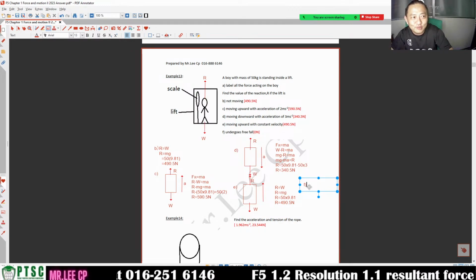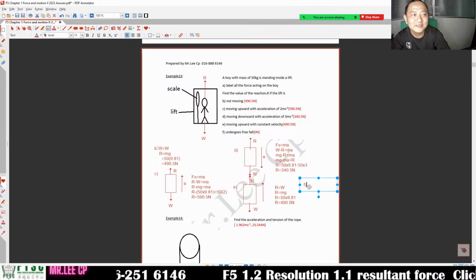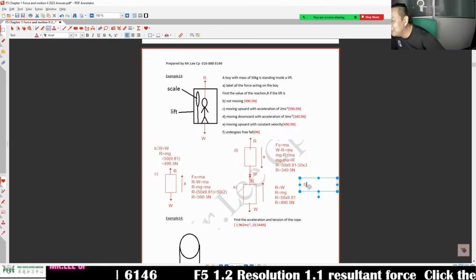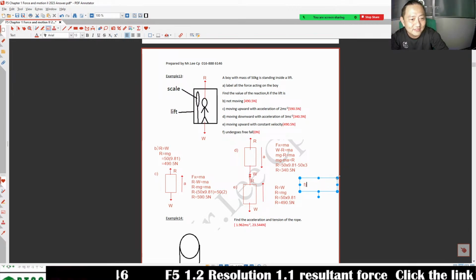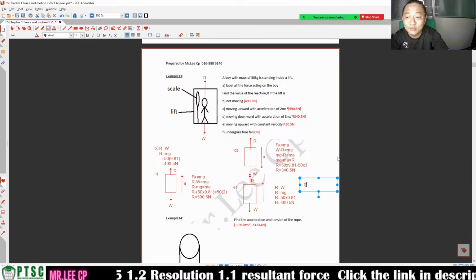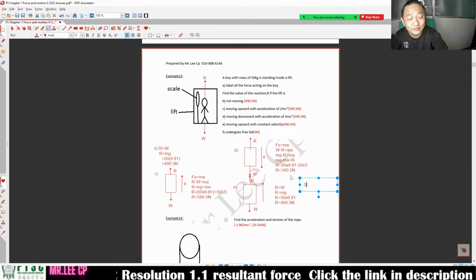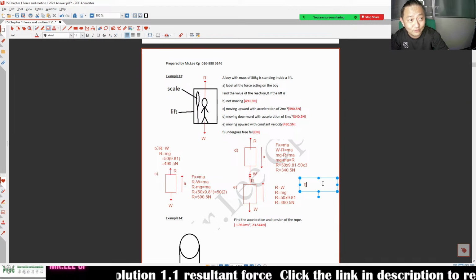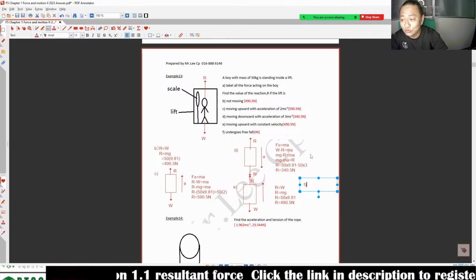Can you compress the spring? Can you compress the scale? You cannot, right? You cannot compress the scale. The reading will be 0. But never mind, I am going to show you how to calculate it.